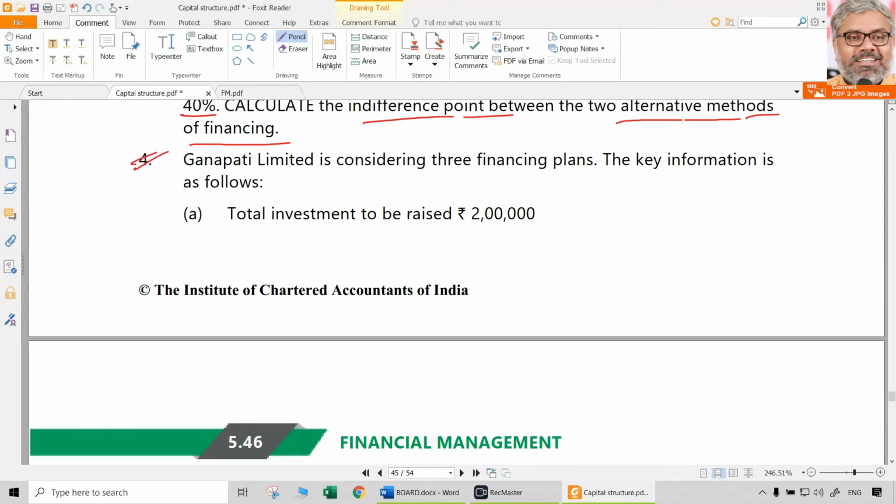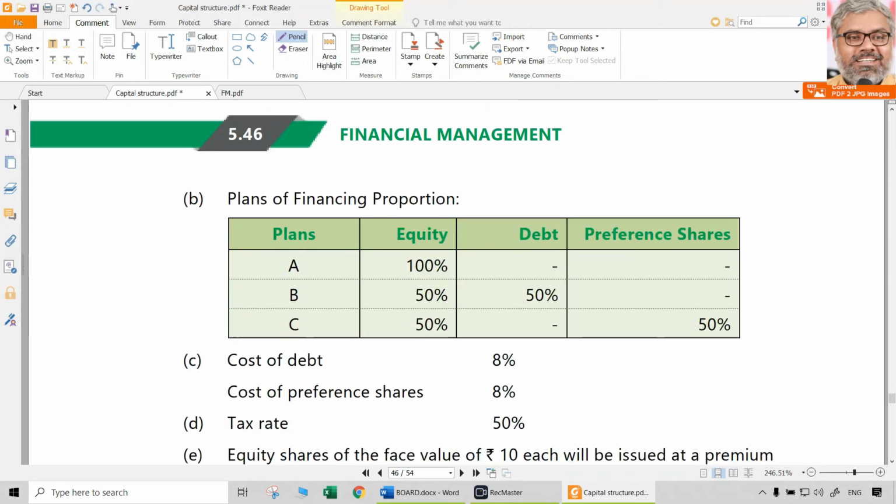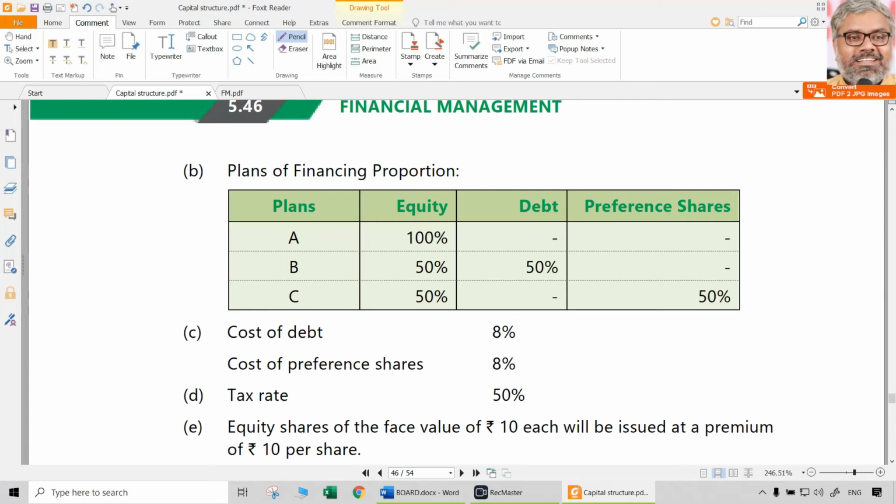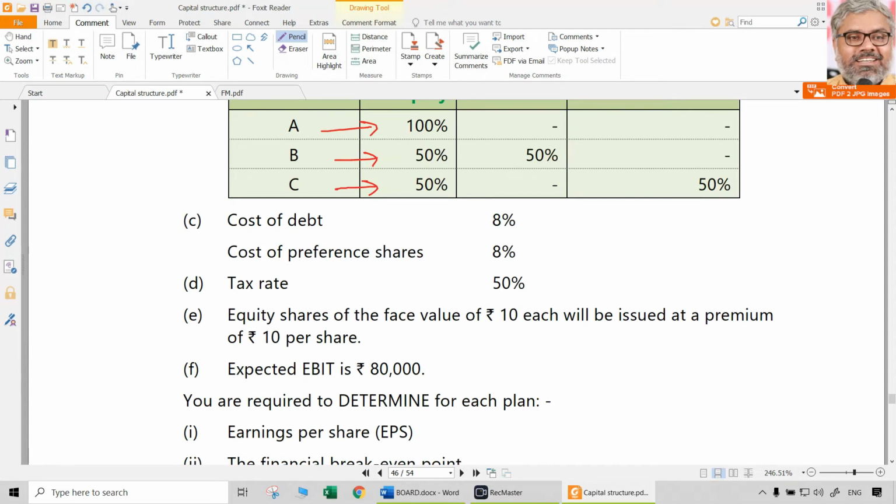Now, question number 4. Ganpati Limited is considering 3 financing plans. Information is like this. Total investment to be raised is 2 lakhs. Plans are given like this. Plan A is 100% equity. Plan B, 50% equity, 50% debt. Plan C, 50% equity and 50% preference shares. Then other information is given. Cost of debt is 8%. Cost of preference shares is also 8%.